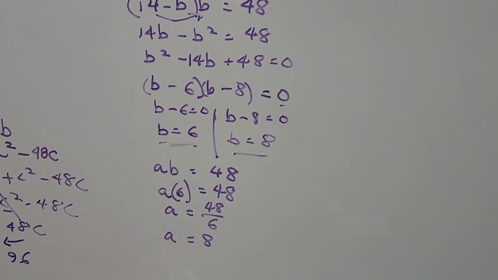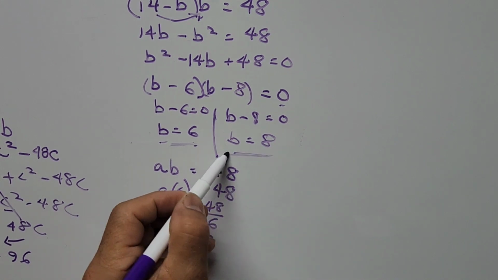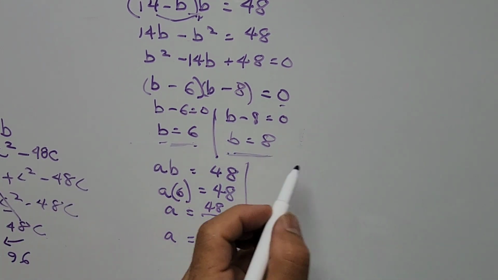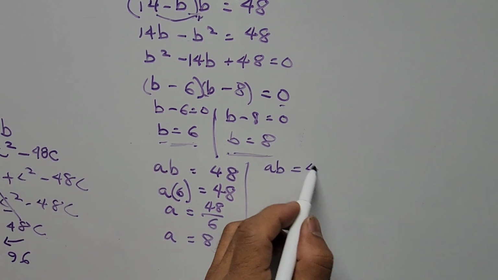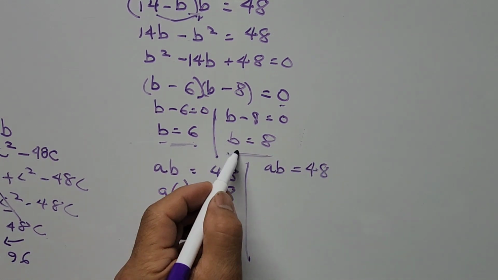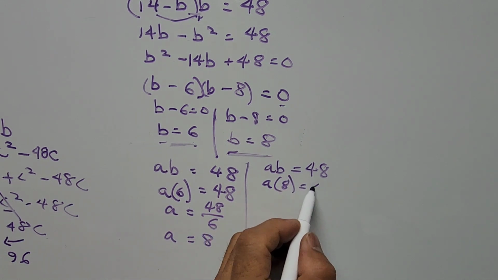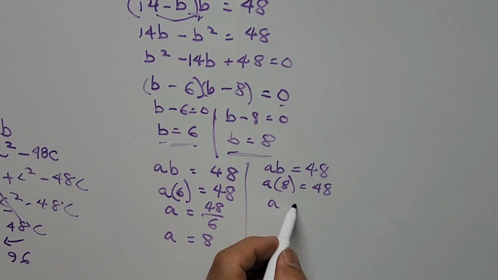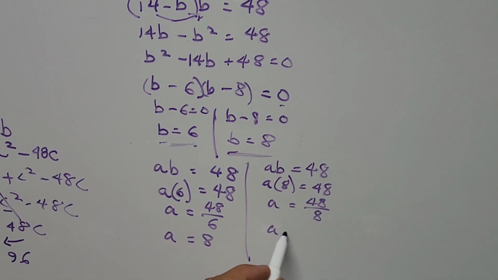And trying to find the other value of a, substitute the value of b. b is 8. So from equation 1 again, a times b equals 48. Plugging in the value of b as 8. So a times 8 equals 48. So a is equal to 48 divided by 8. So a is equal to 6.